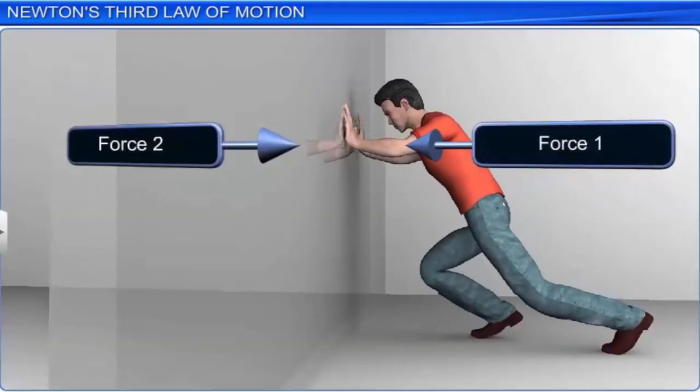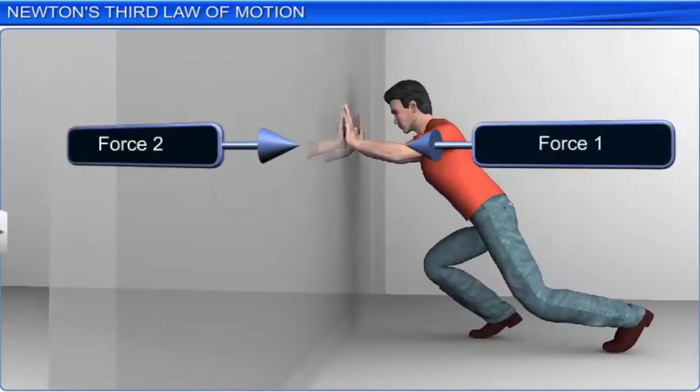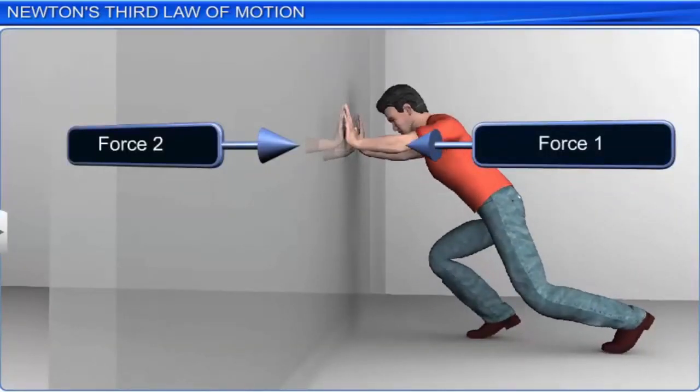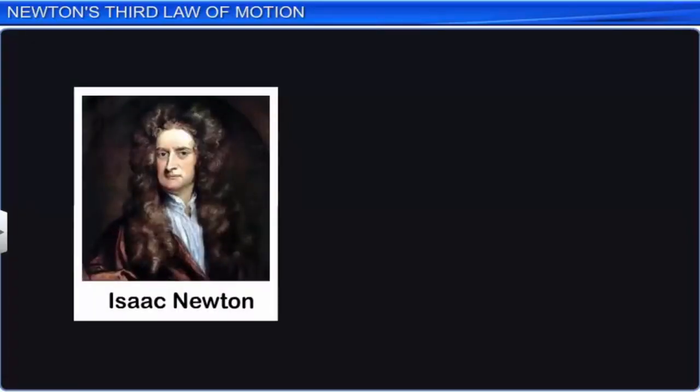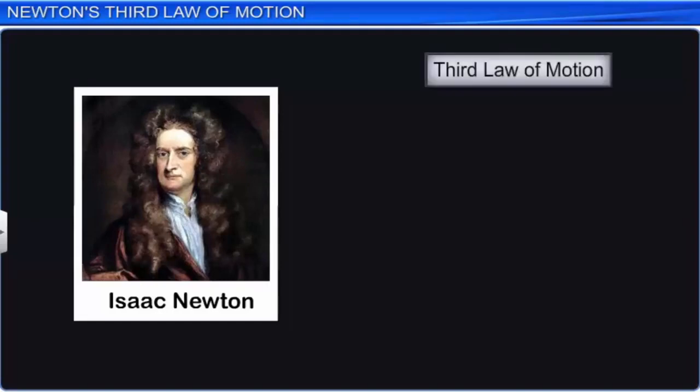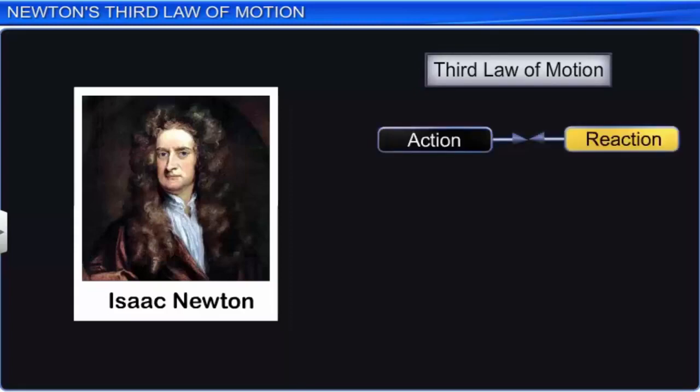From these two examples, we can conclude that forces always occur in pairs and always act on two different bodies. Newton put forth these facts in the form of the third law of motion. Newton's third law of motion states that to every action there is always an equal and opposite reaction.